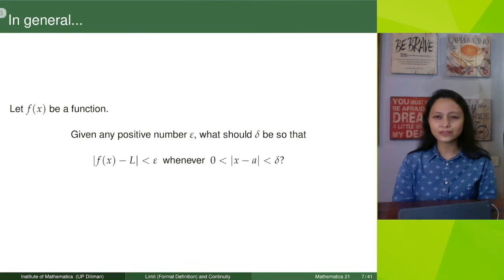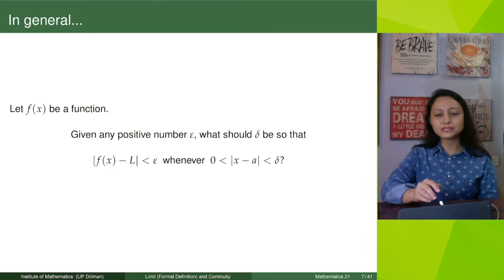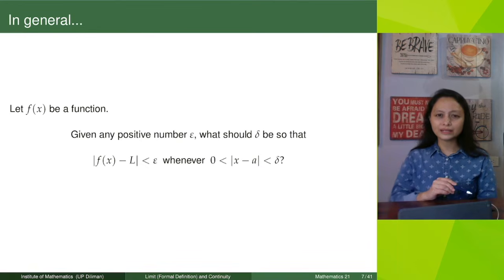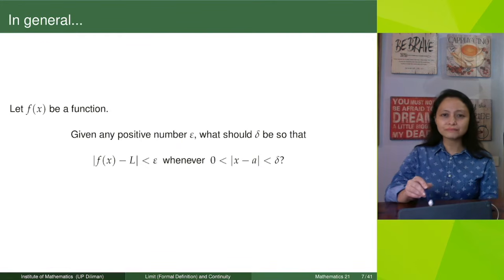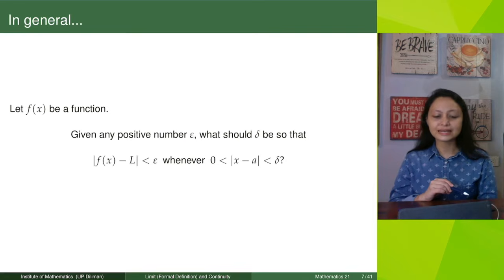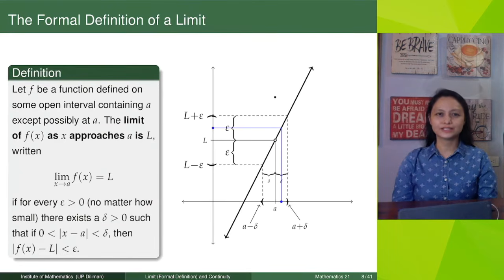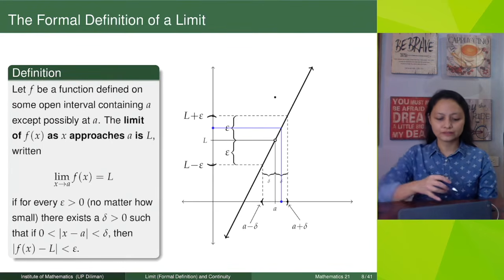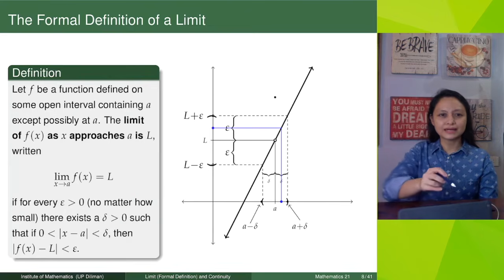So in general, what was the problem that we tried to solve in the three illustrations? That is, if you're given a function and given any positive number epsilon, we want to find delta. We want to find the delta such that the absolute value of f of x minus L is less than epsilon whenever the absolute value of x minus a is greater than 0 and less than delta. So this is the formal definition of a limit. Let f be a function defined on some open interval containing a except possibly at a.